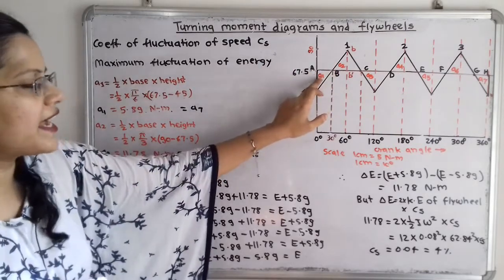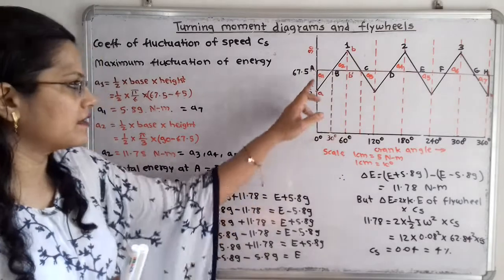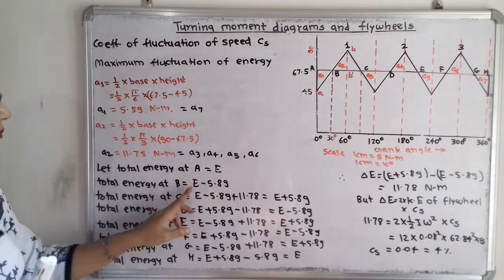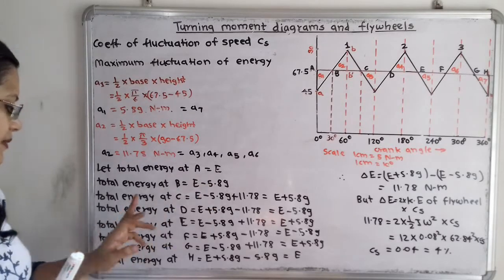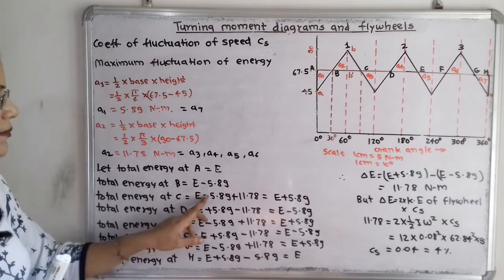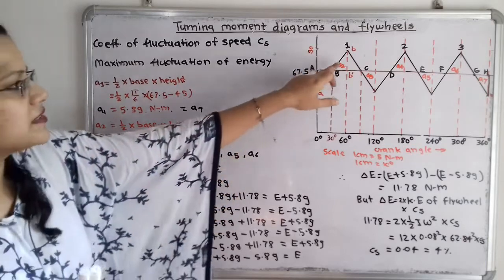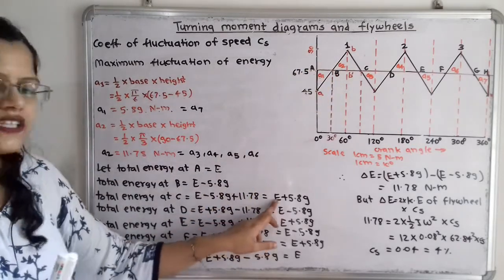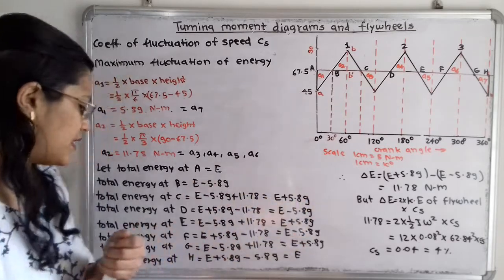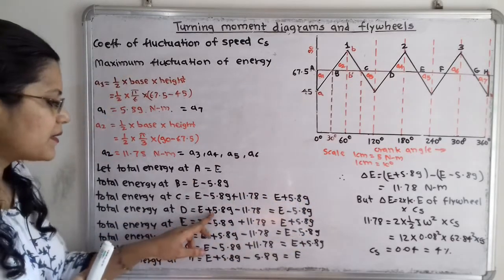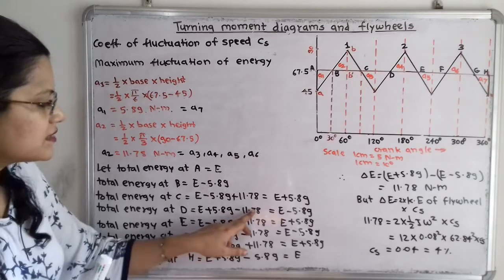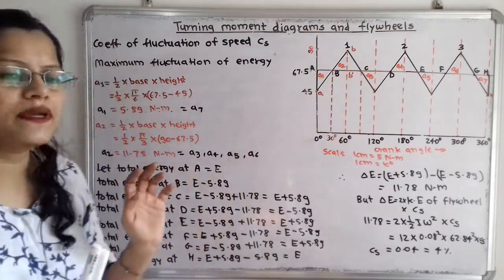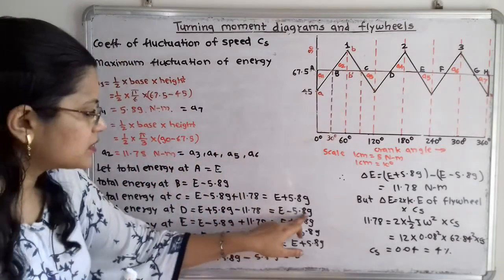So here is area A1 which is below the mean torque line. So A1 is equal to 5.89. So here energy at point B is E minus 5.89. Then energy at C is E minus 5.89 plus A2, that is 11.78. So if we simplify this, we will get E plus 5.89. So energy at D is E plus 5.89 minus 11.78, because here the area is below the mean torque line. So here E minus 5.89.